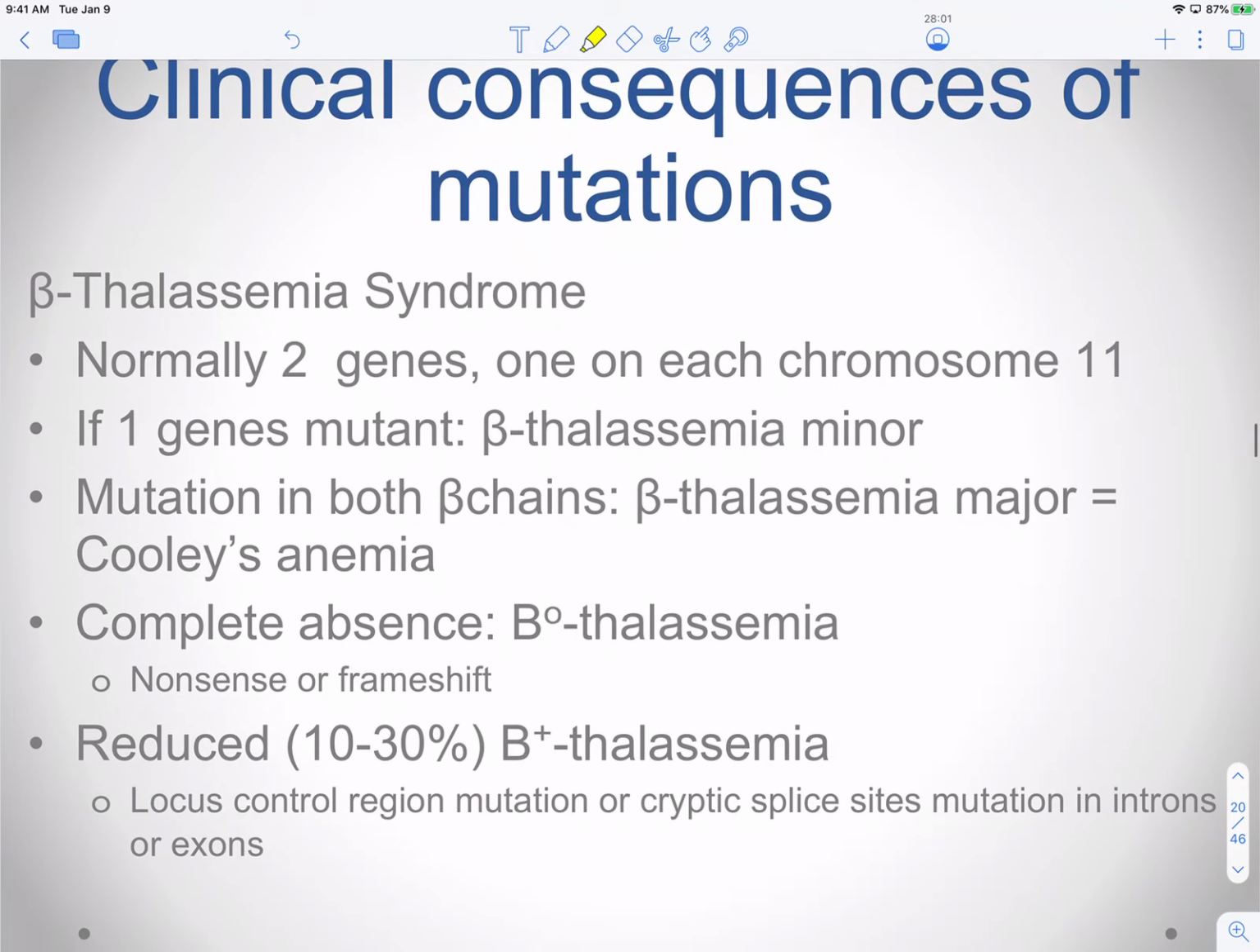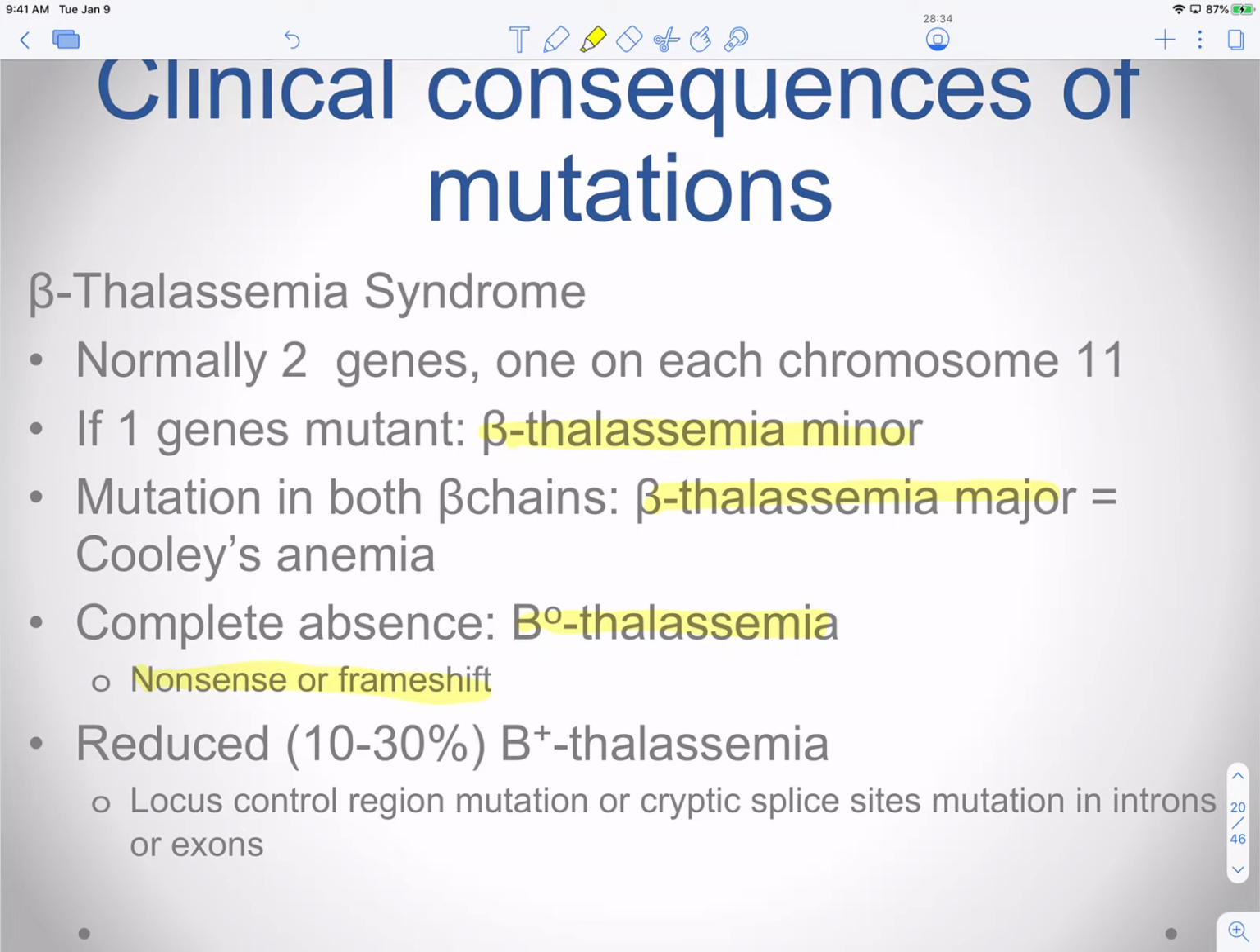Now, beta thalassemia, again, this time you only have 1 beta gene, so you only have 2 genes, one from your paternal chromosome 11, one from maternal chromosome 11. If you have 1 gene that gets mutated, that's called beta thalassemia minor. If you have both beta chains mutated, this is beta thalassemia major, or Cooley's anemia. Complete absence of beta chain is beta 0 thalassemia, and this is usually associated with nonsense or frameshift mutations.